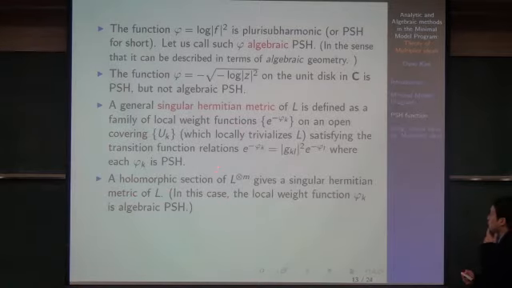When you have a section of L to the tensor power m, such a section directly gives an example of a singular Hermitian metric of L. Because when you have a section, you can take the local functions defining the section, and when you put those local functions in the place of f here, the log of absolute value becomes PSH, so you can put those PSH functions in the place of phi k.